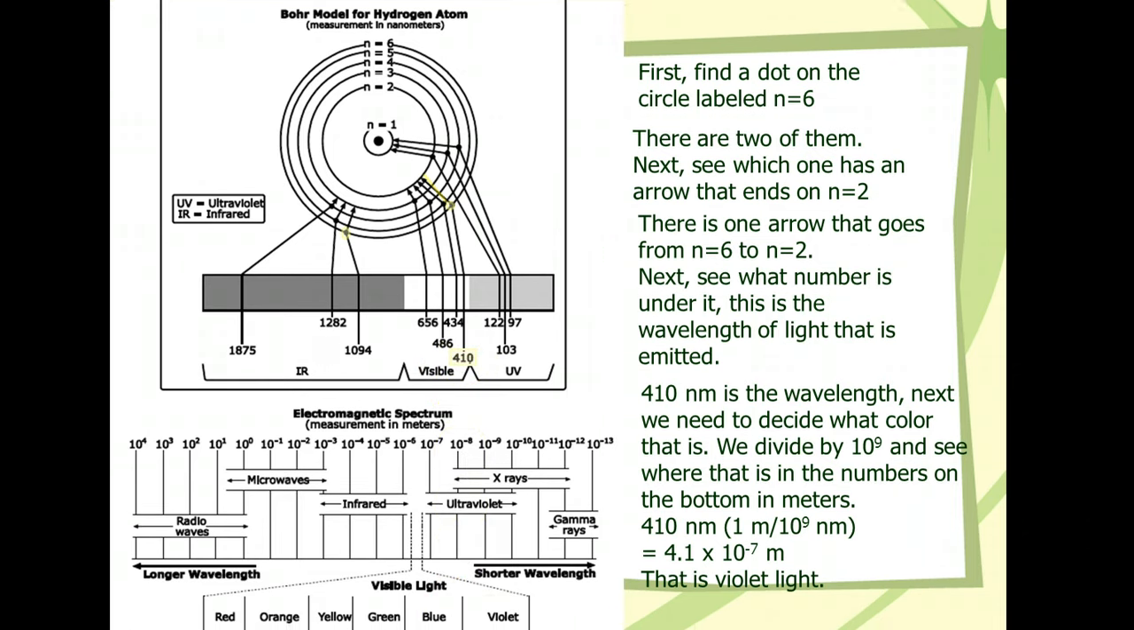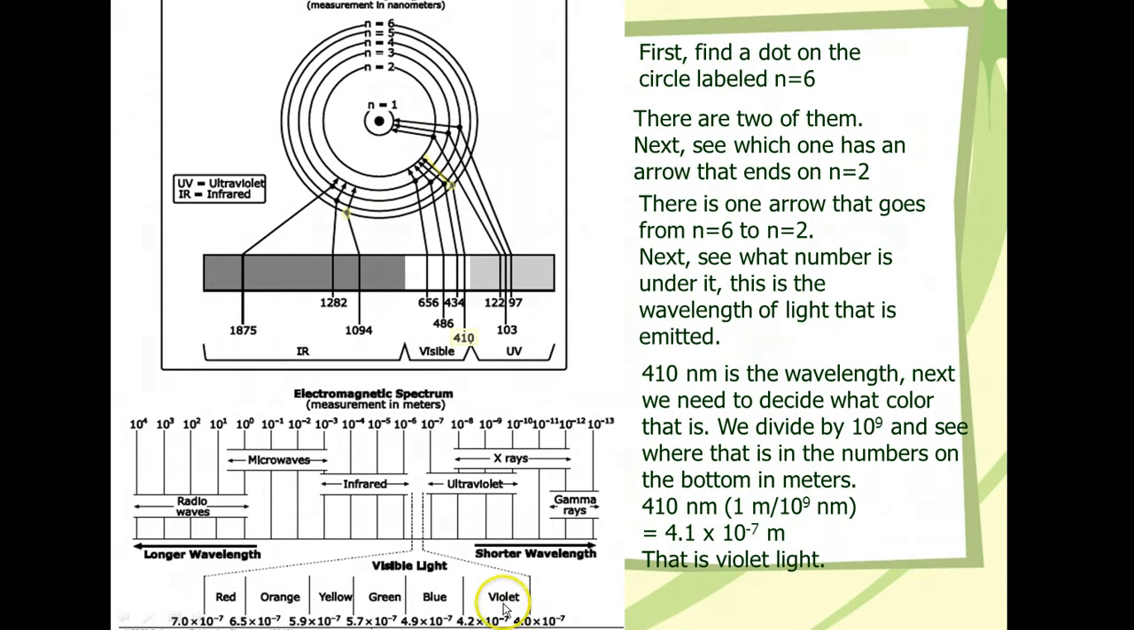Now, up here it's in nanometers, but down here it's in meters. So to go from nanometers to meters, which is what these measurements are in, we need to divide by 10 to the 9th, because 1 meter is 10 to the 9th nanometers. So 410 times 1 meter over 10 to the 9th nanometers gives us 4.1 times 10 to the negative 7th meters. Now that number isn't exactly here, but it's between 4.0 and 4.2.